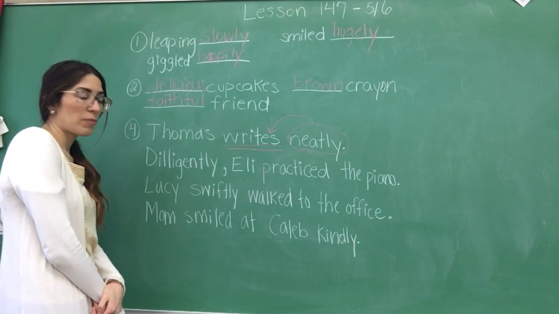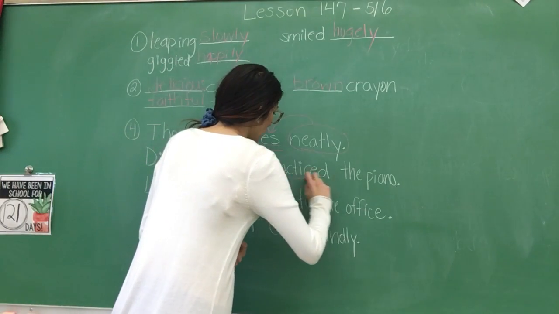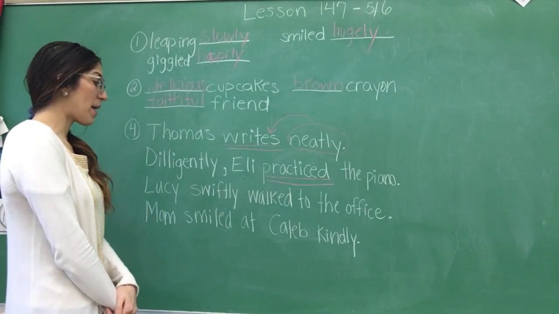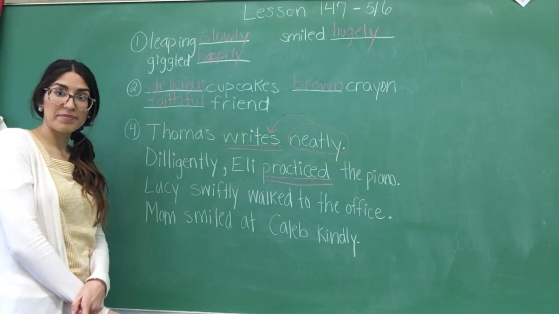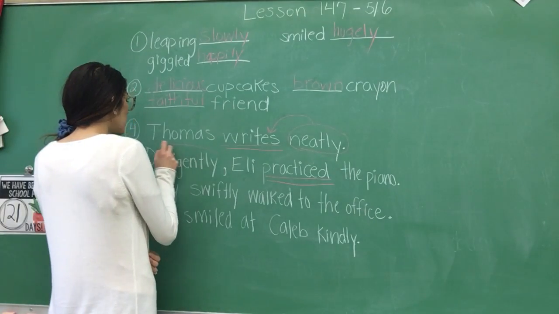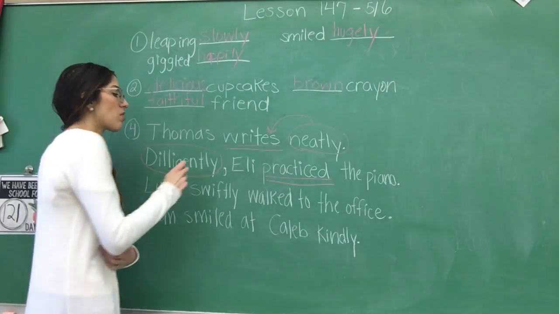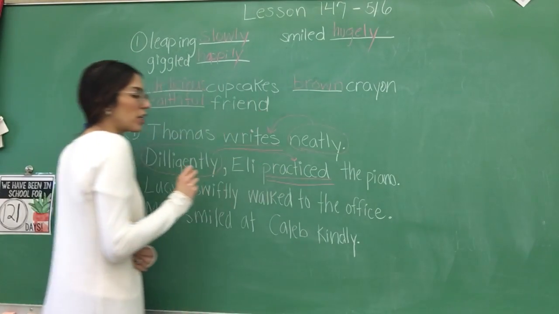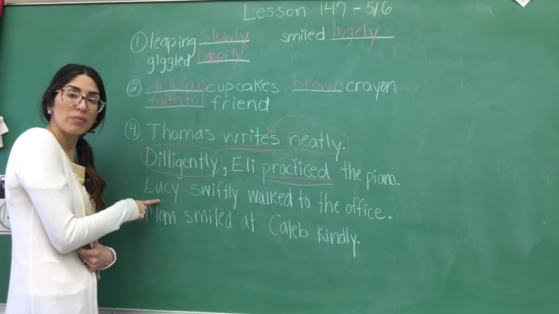Now the second one, Diligently, Eli practiced the piano. So what's my verb? Very good, practiced. And what is my adverb? How did he practice? He practiced diligently, like all the time, right? Diligently. Then we're going to draw the arrow from the adverb to the verb. Very good.